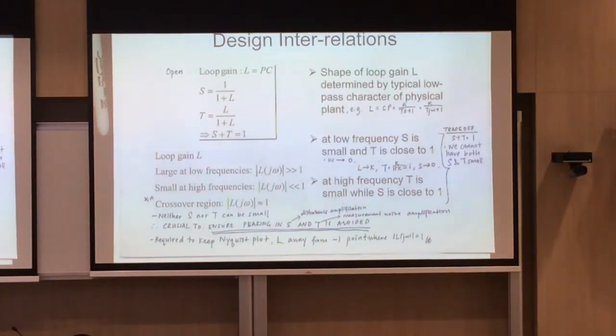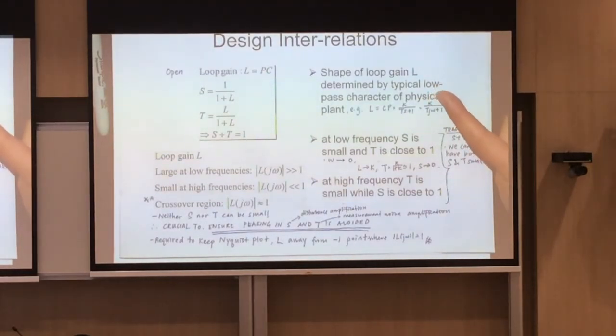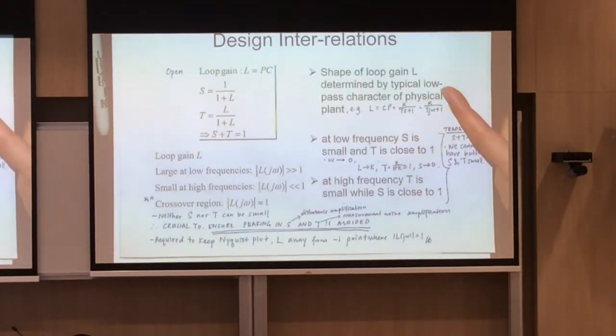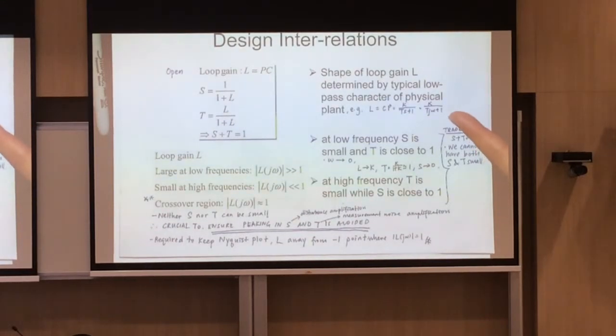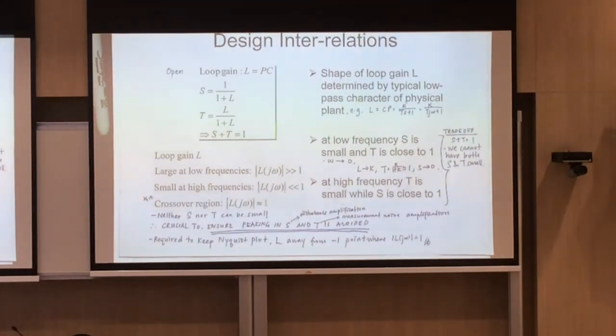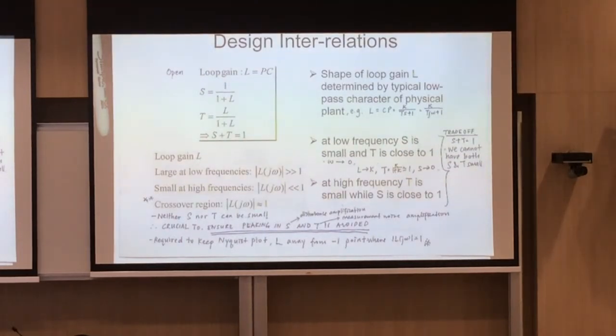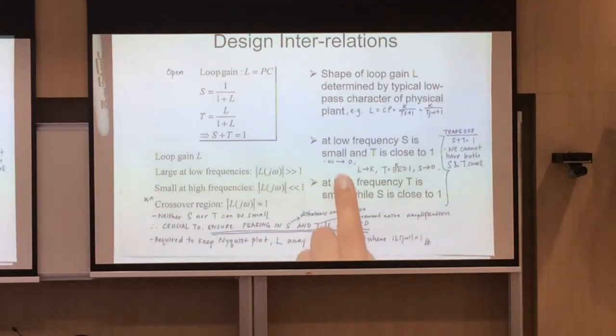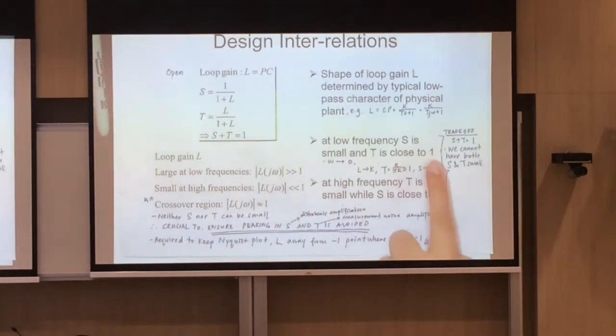So what happens? Because of the shape of the loop gain L, if you assume it's a typical low pass characteristic, this is a typical first order transfer function. We say that L is CP, which is K over Ts plus 1. So at low frequency, when omega is small, S is small. So S tends to 0, T tends to 1. At high frequencies, T tends to 0, S tends to 1. This is what I've just written.